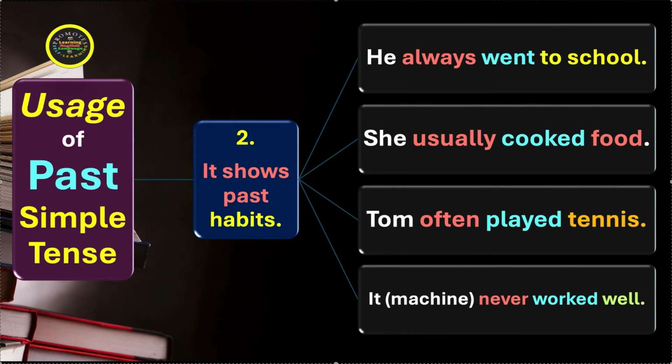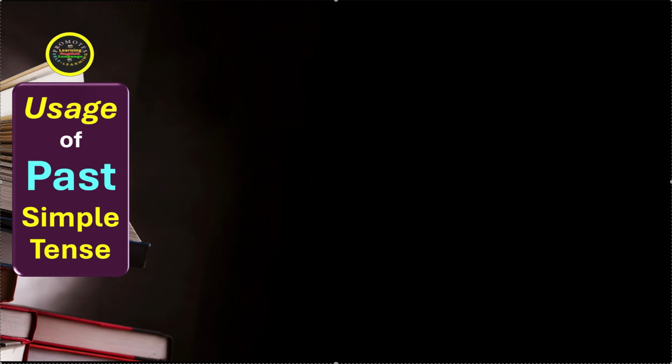So what we notice in all these sentences is that they show a sort of repeated action happening again and again, but in the past, not in the present. In this case, normally we use words like always, usually, often, never, and so on. We continue our discussion of the usage of past simple tense.